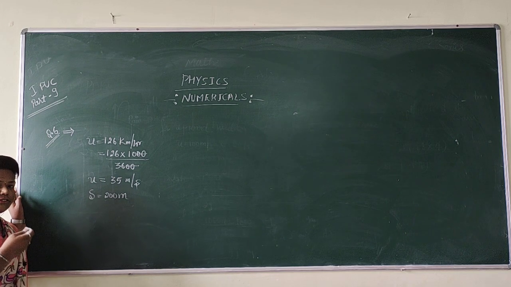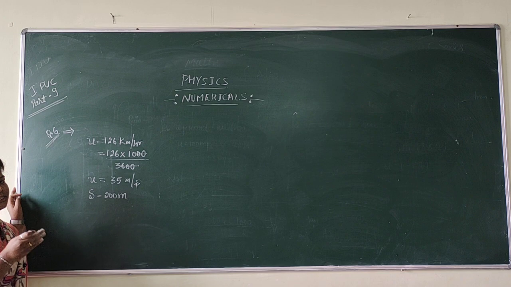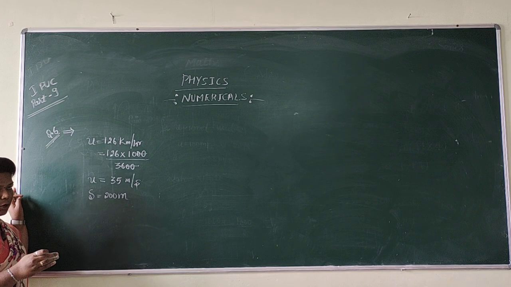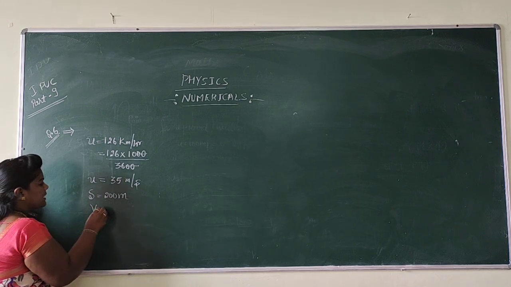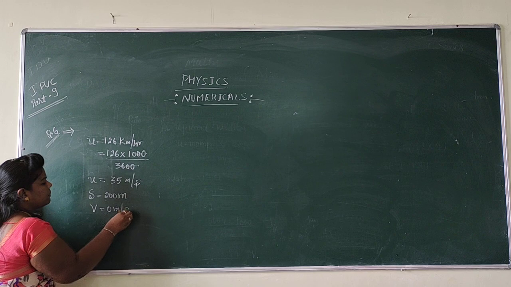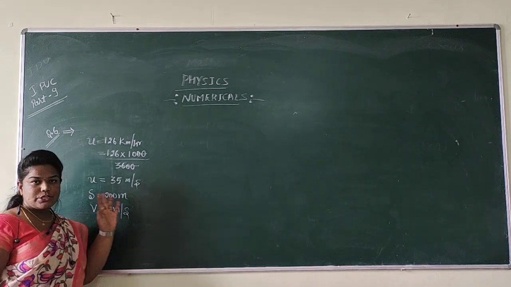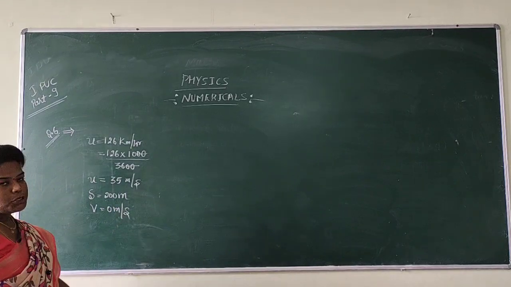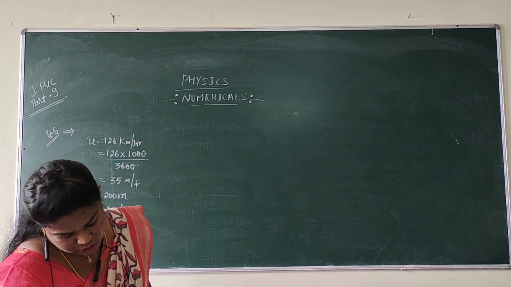Already while discussing in the theory class, I said that if the object is starting from the rest position, initial velocity becomes 0. Suppose the object is going to come to rest after its journey, then the final velocity is taken as 0 meter per second. So the final velocity is 0 because the car is going to stop after covering a distance of 200 meter. What is the retardation of the car?